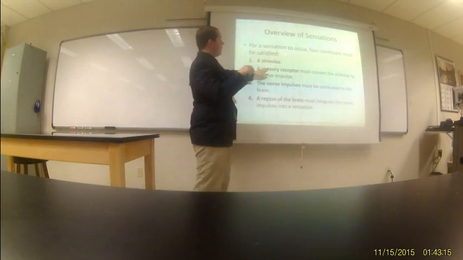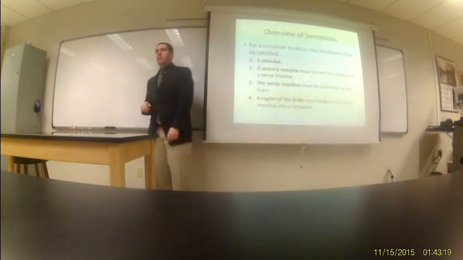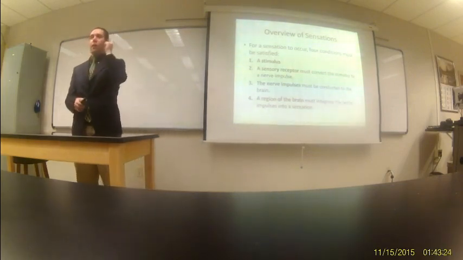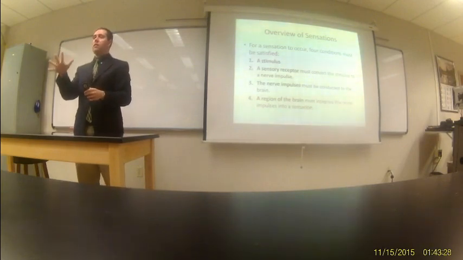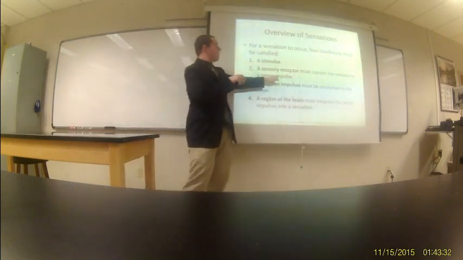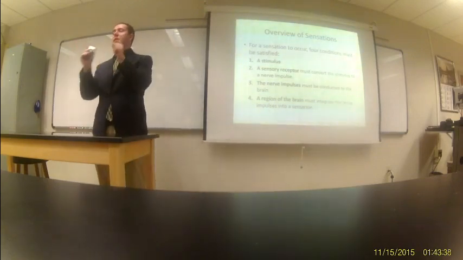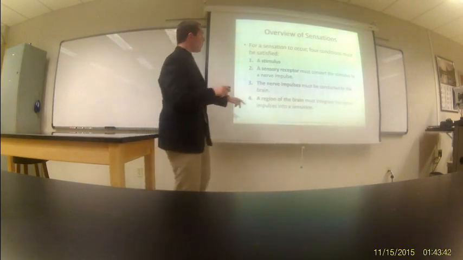So we have to have a stimulus, then we have to have a receptor that senses that stimulus. That's going to be the rods and the cones in my eye. It's going to be the cochlea in my ear. It's the actual pressure and touch sensors in my skin. That is the sensory receptor. It's going to take the stimulus and create that action potential or nerve impulse. Those are the same exact thing. Action potential is a nerve impulse.